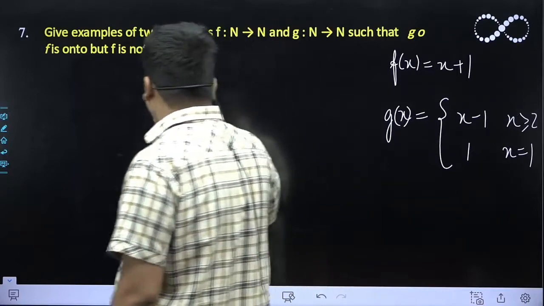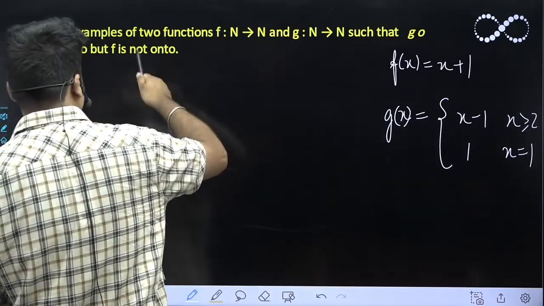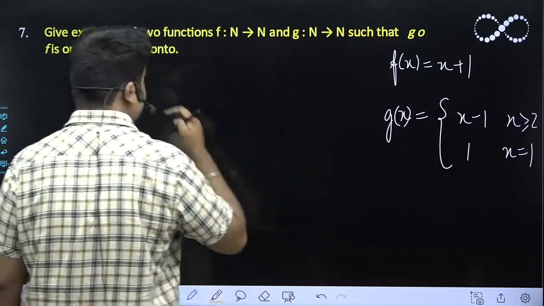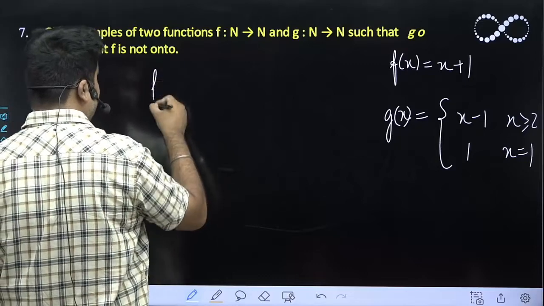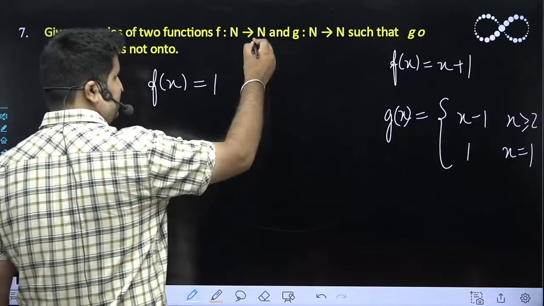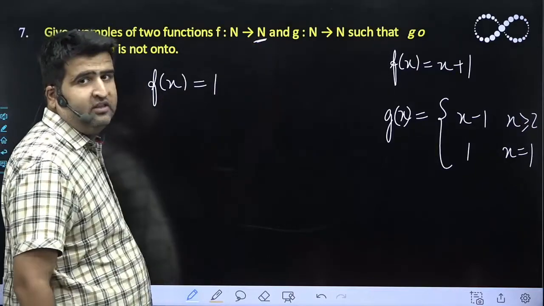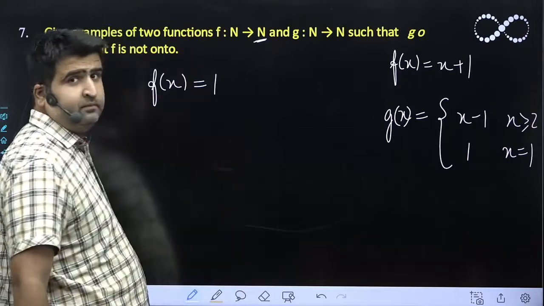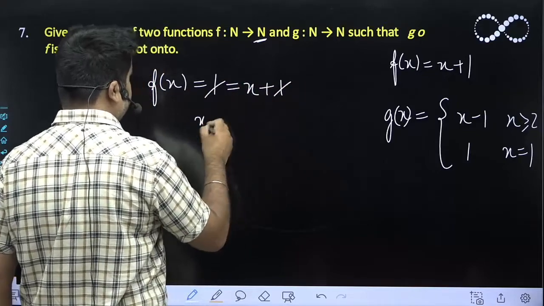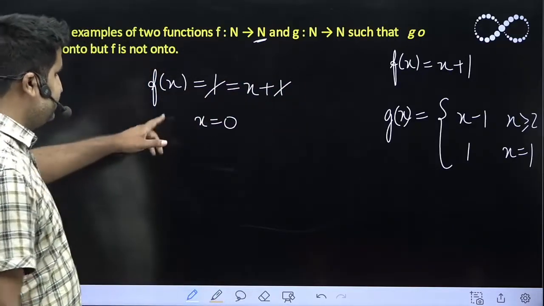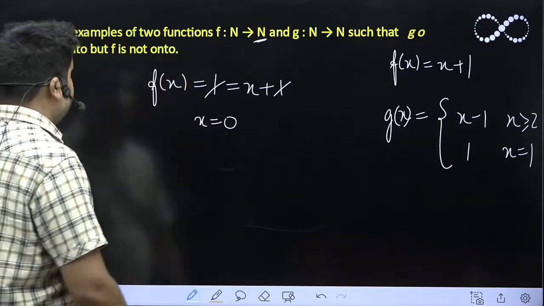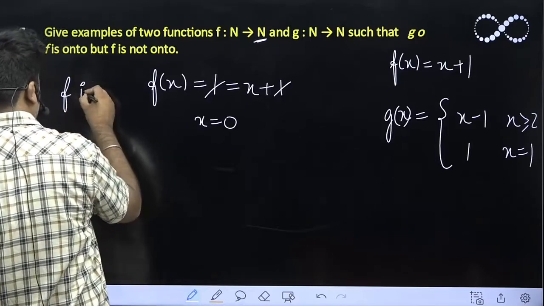In this case, we have to show that g of f is onto but f is not onto, right? What is f x? This is x plus 1. Okay, so can f x ever be equal to 1? Now this f x has N in the codomain. So all the numbers are coming including 1, but for this to be 1, x should be equal to 0. So x equal to 0 is not possible since this function is defined from N to N. Therefore, f is not onto.